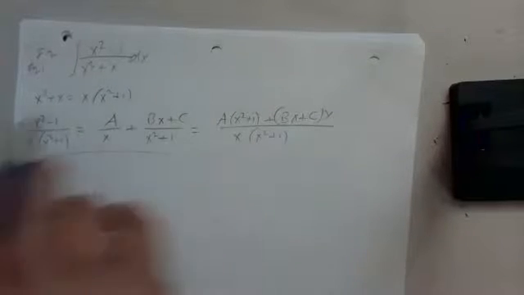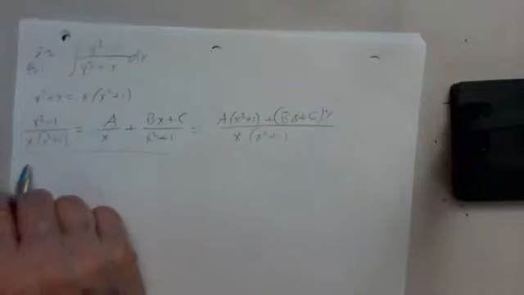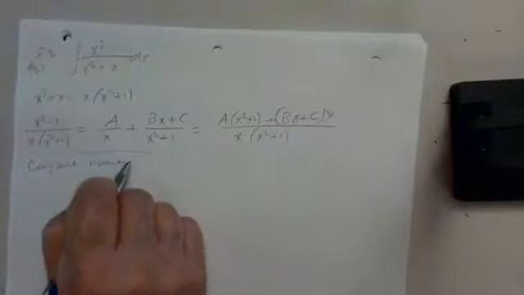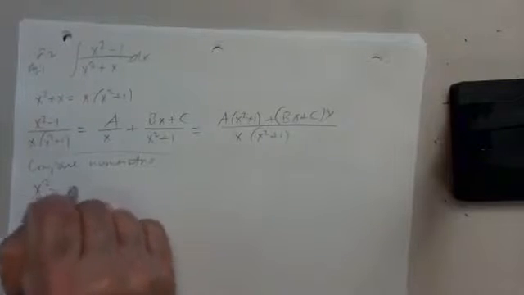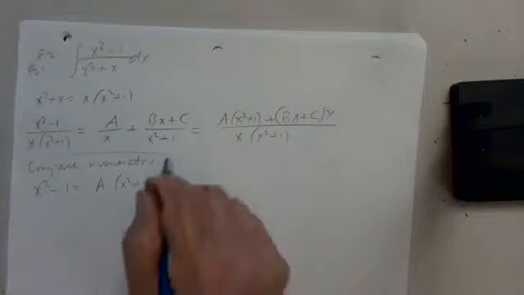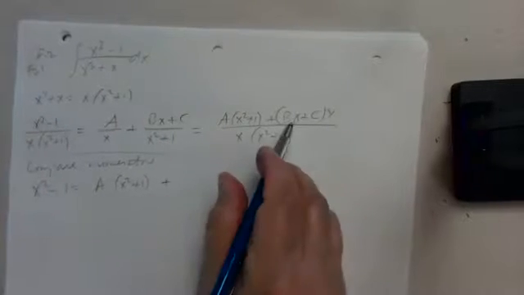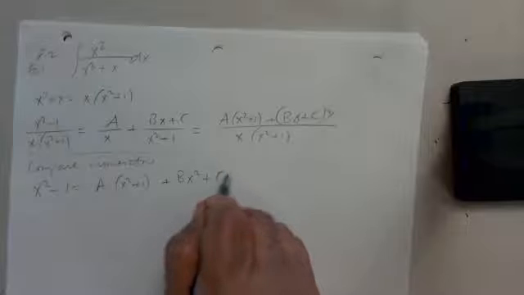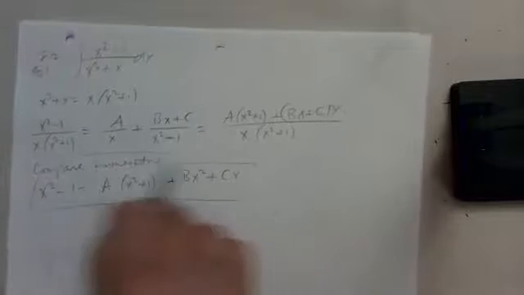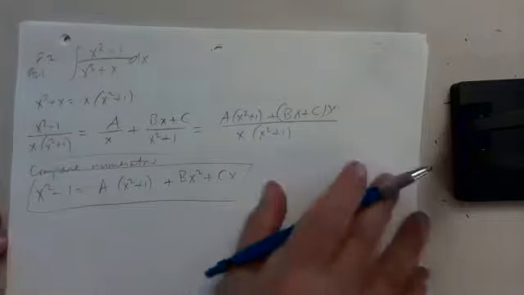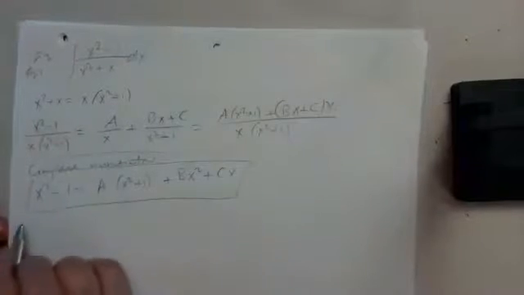So this has to equal this. So when you compare the numerators, you have x squared minus 1 equals a times (x squared plus 1) plus bx squared plus cx. Now, the only obvious thing to try for x is x equals 0.